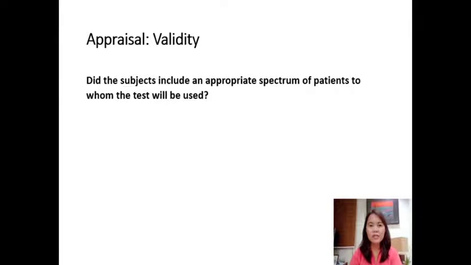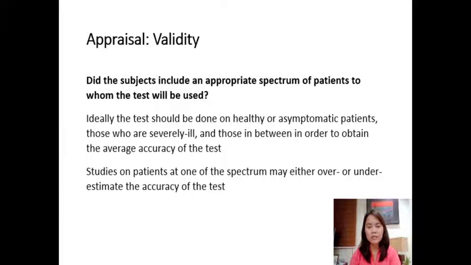Next, did the subjects include an appropriate spectrum of patients to whom the test will be used? So why is this important? Ideally, the test should be done on healthy or asymptomatic patients, those who are severely ill, and even those in between in order to obtain the average accuracy of the test. So studies on patients at one end of the spectrum might either over or underestimate the accuracy of the test. So it's very important that you get the full spectrum.